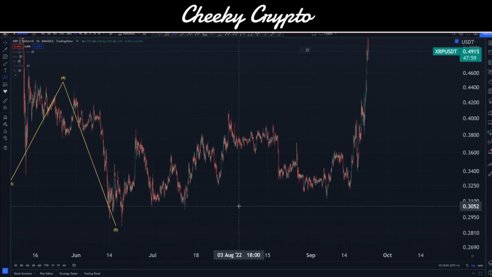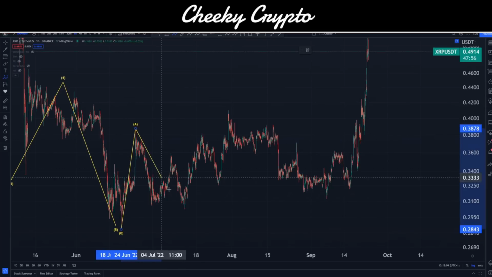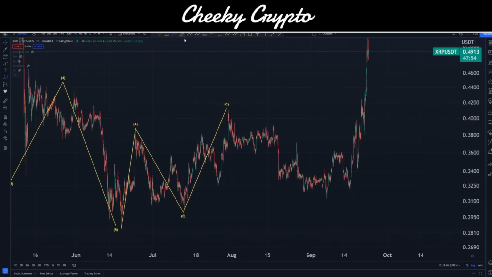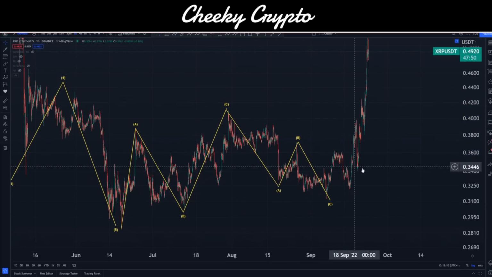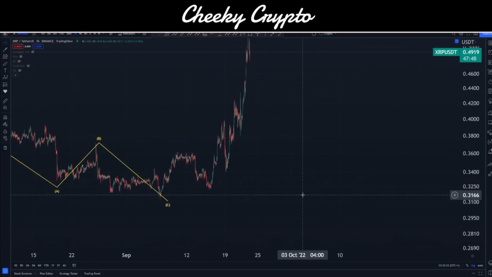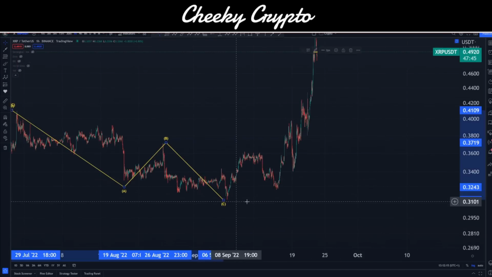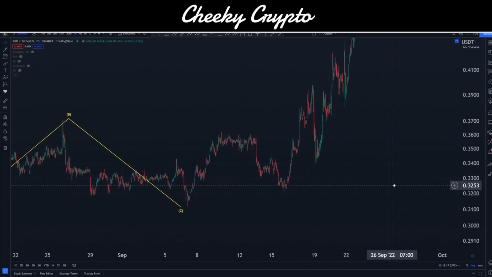Okay, so what's actually going on here? Well, we could argue that this is a bigger 3-wave structure going up. We can argue that this is, again, 3-wave structure coming down. Okay, so that's a 3-3 structure. Then we start talking about 5-wave structures. Okay, and this becomes a corrected 3-3-5 to the upside.